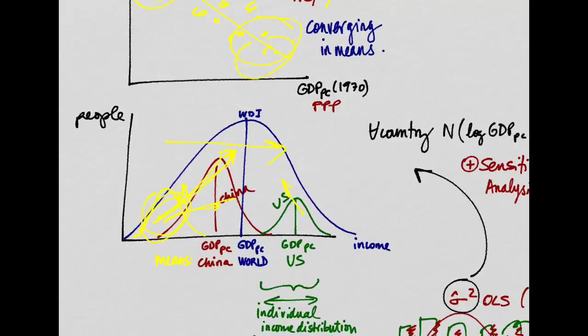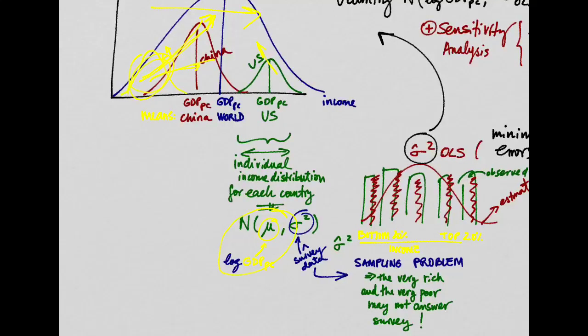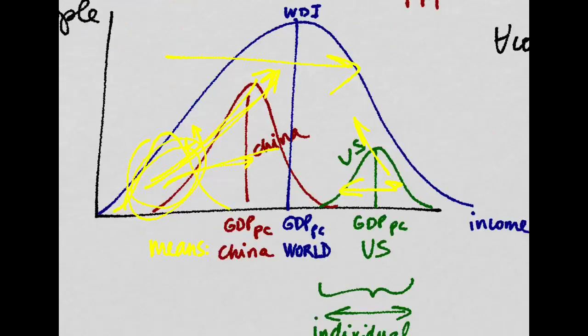Everybody's becoming richer. So what we do to estimate this world distribution of income is take the average for each country to be the GDP per capita that they have, and then we estimate the variance by running OLS on survey data. That way we can get a pretty good idea of not only what the world distribution of income is, but also the distribution of income for each country in the world, and see how these evolved over time.